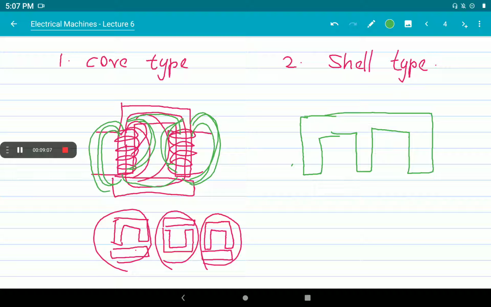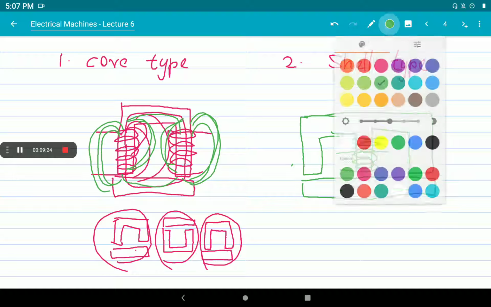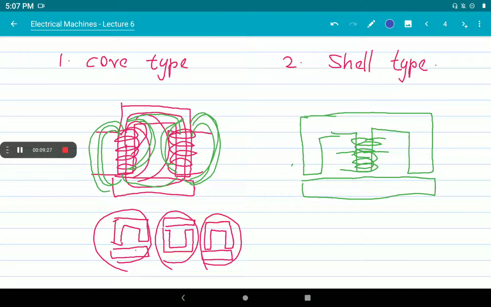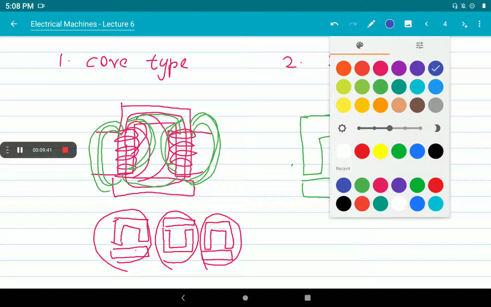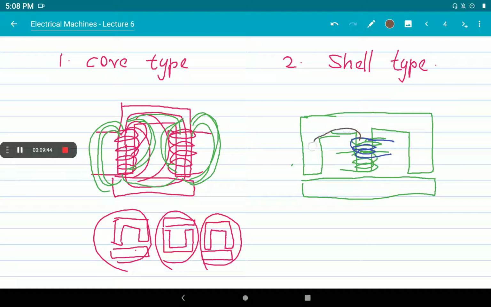The core is constructed as E-shaped lamination, then the magnetic circuit is closed by a straight rod like this. Both the primary winding and the secondary winding are placed on only one limb, the middle limb of the shell type transformer. So you can see most of the flux lines will pass through the core itself.